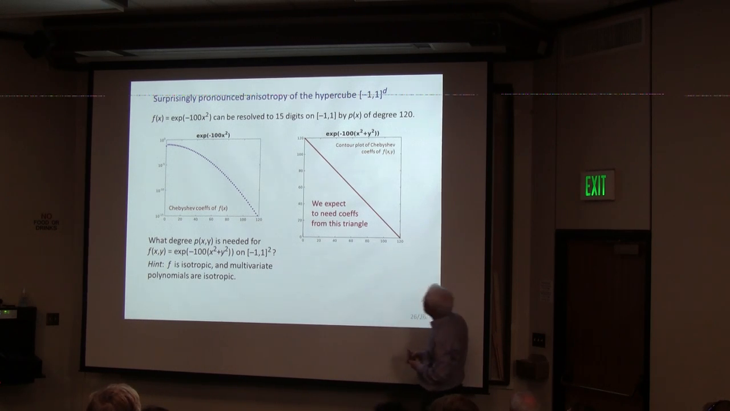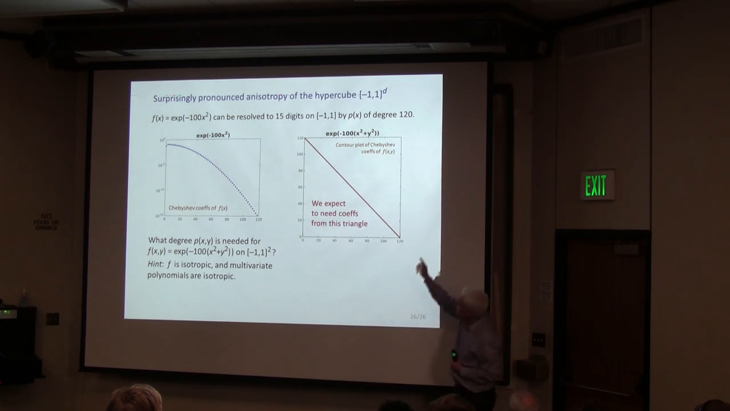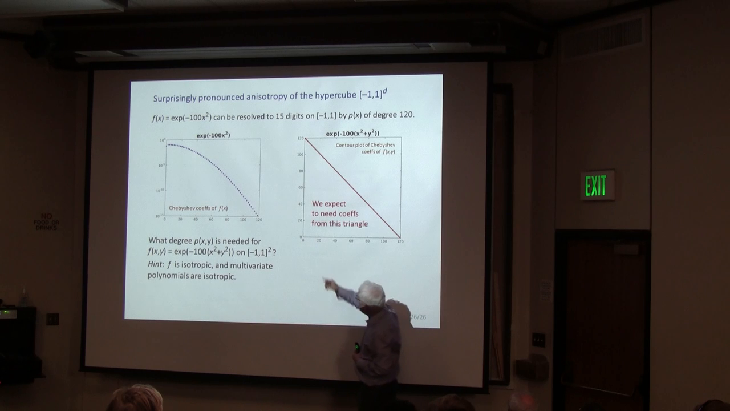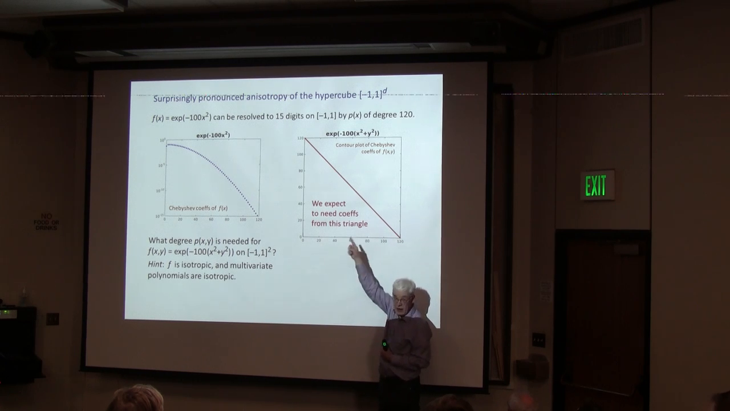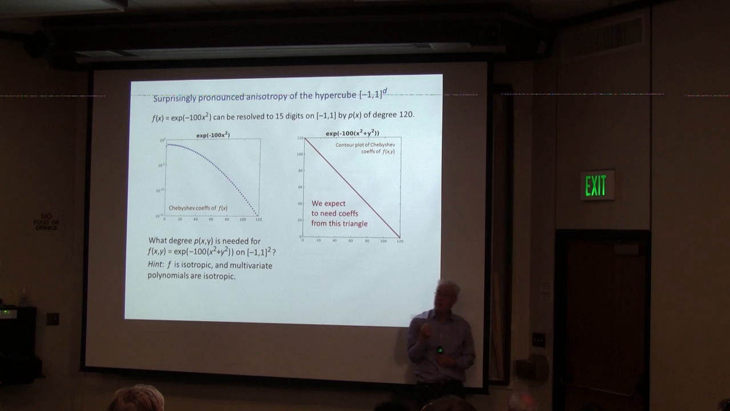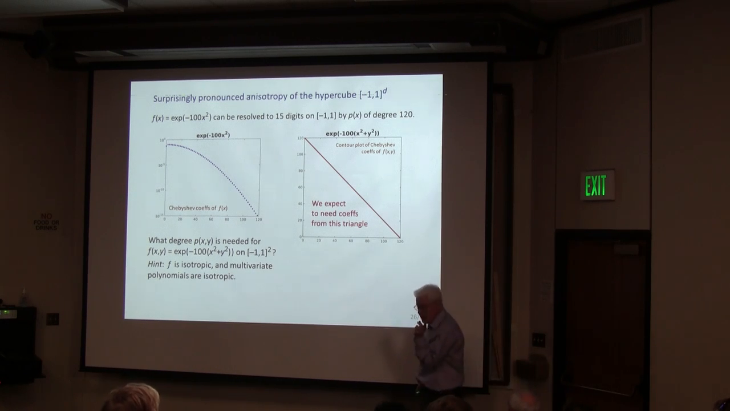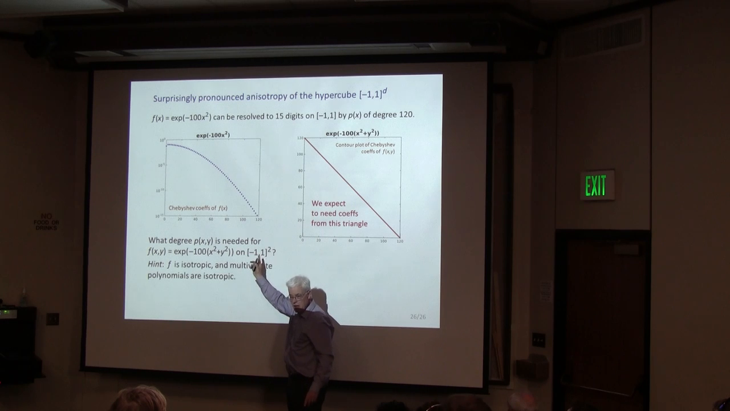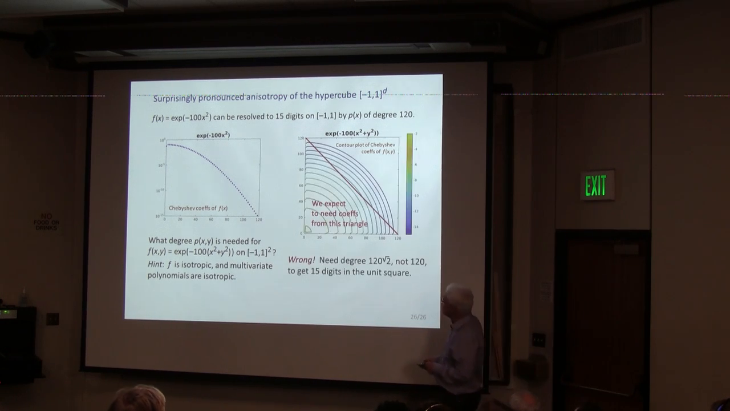So here's a picture of that expectation. I'm going to plot the Chebyshev coefficients in x and y for that function. And the expectation is that to resolve it to 15 digits, we should need the coefficients below the red line in this triangle. That's the triangle corresponding to bivariate polynomials of degree 120. You have some symmetry because it's radial. You're no longer going negative 1 to 1 in some sense. So you've got to gain a factor of 2 somewhere. If you don't mind my guessing. I'm still going minus 1 to 1 on x and y, but not on r. Okay, maybe, yeah.